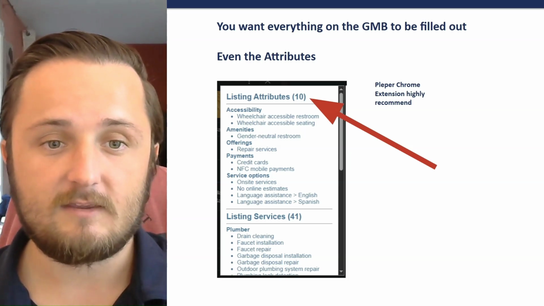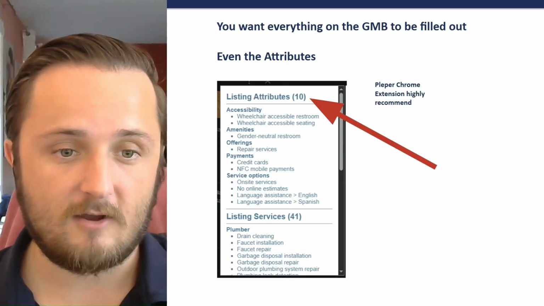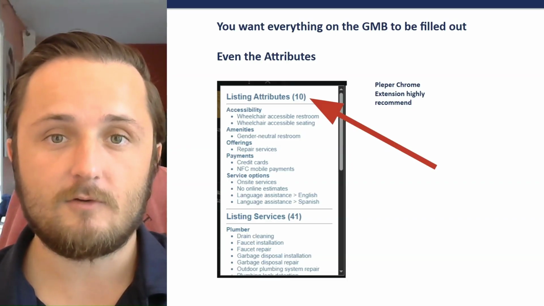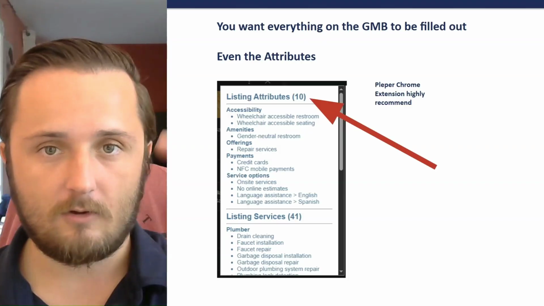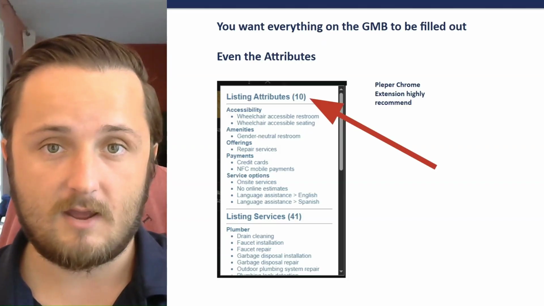So here we can see 10 of their attributes. They've got accessibility, amenities, offerings, payments, and service options. When you go to fill out your profile, you want to make sure you scroll all the way down to the bottom and you find those and you click if you have them.